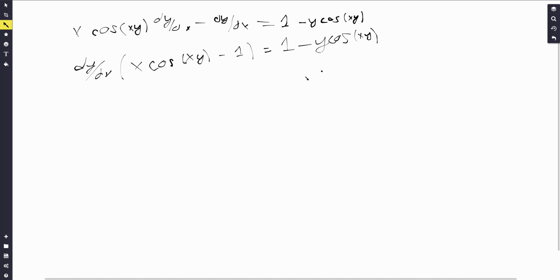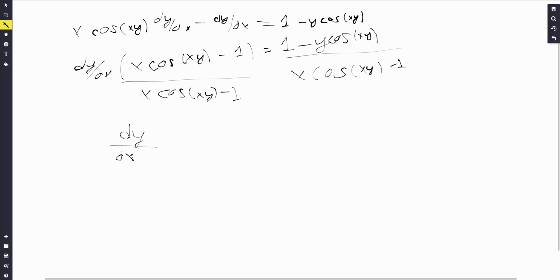Okay, now in order to solve for dy dx, we just divide both sides by the top, divided by x cosine of xy minus 1, and do the same thing to this side. x cosine xy minus 1, and that gives us our final answer of dy over dx is equal to 1 minus y cosine of xy divided by x cosine of xy minus 1.